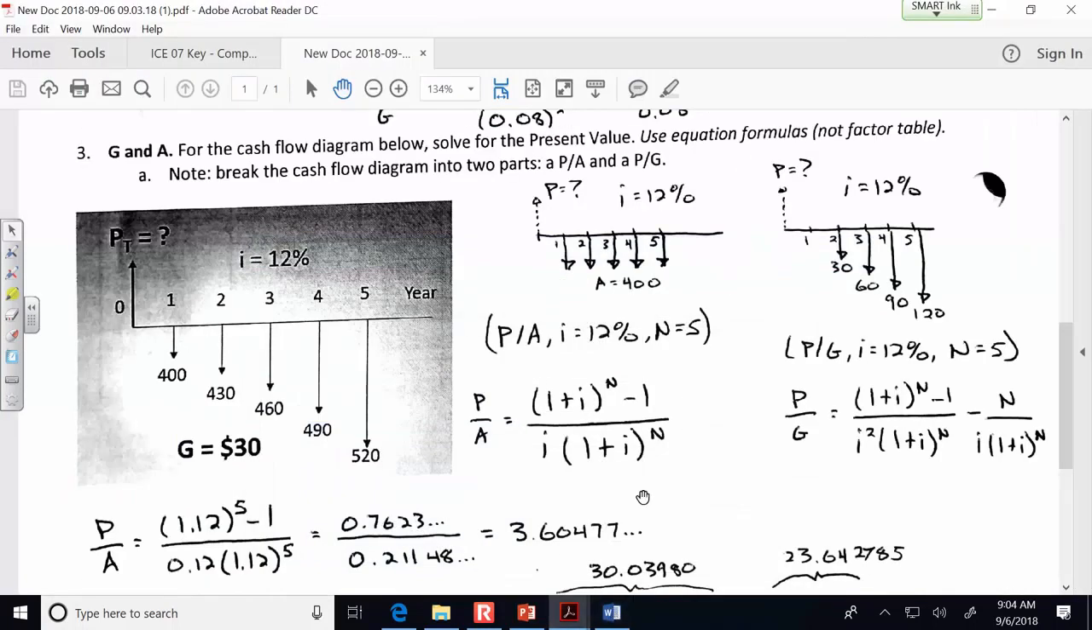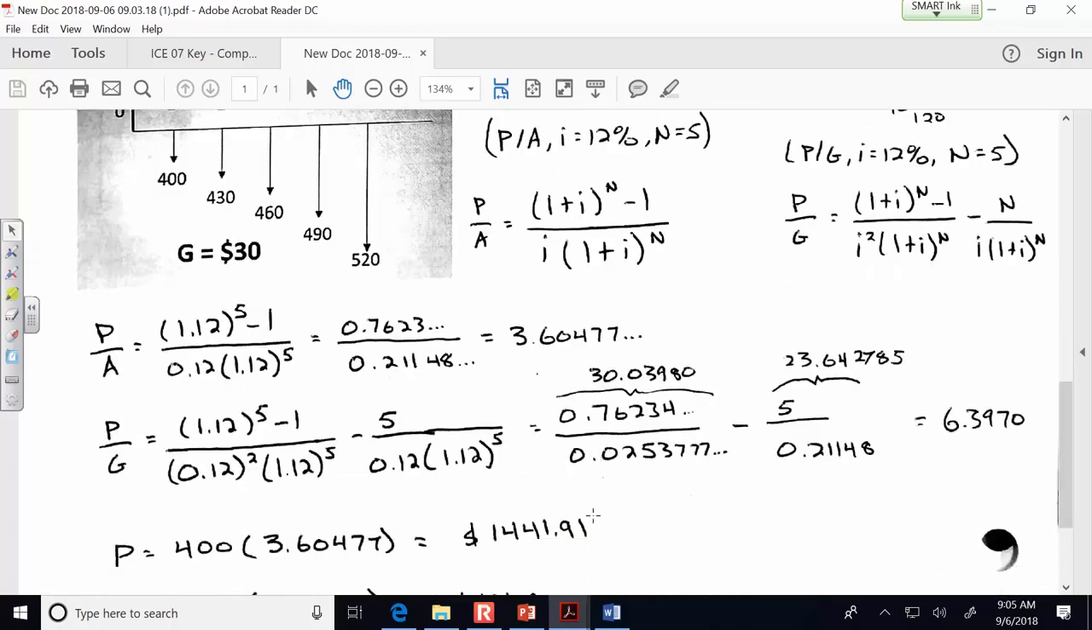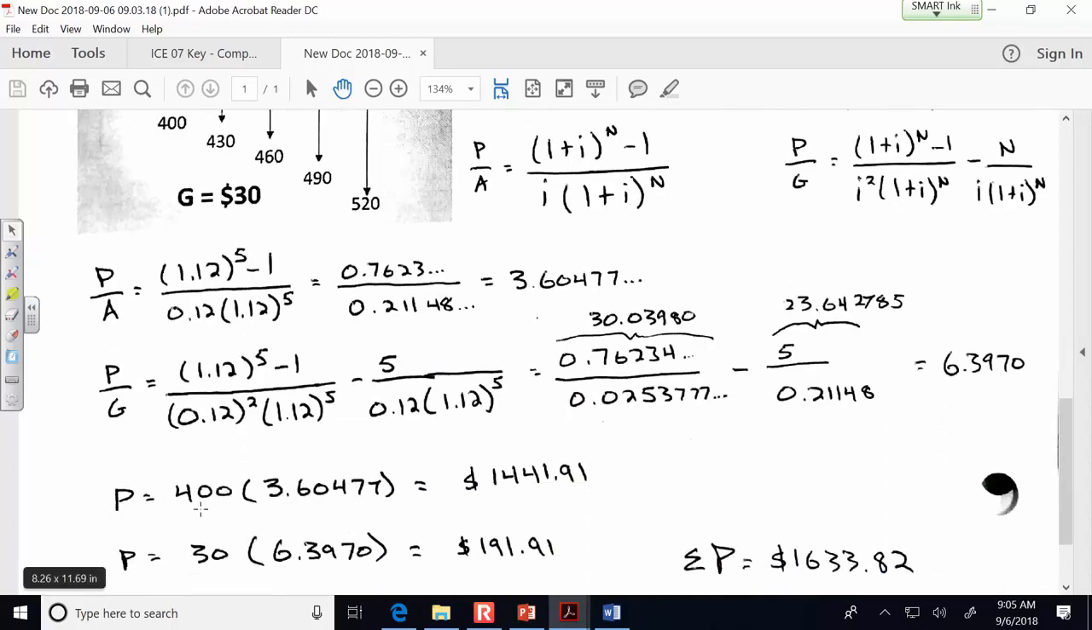Here's that P/A equation. And we're going to make the substitution of 0.12 for I and 5 for N. So that's what I've done here, 0.12 for I, N is 5. That factor of P/A turns out to be 3.60477 and so on. Then we multiply the annual amount of 400 times that factor, and we find that the present equivalent of the annual 400 amount is $1,441.91.